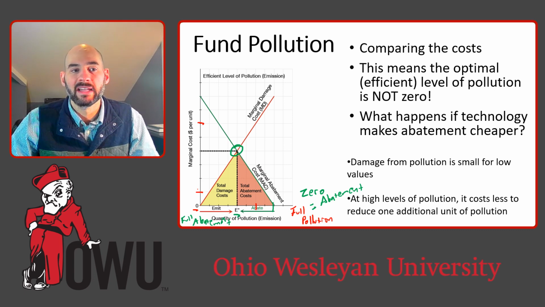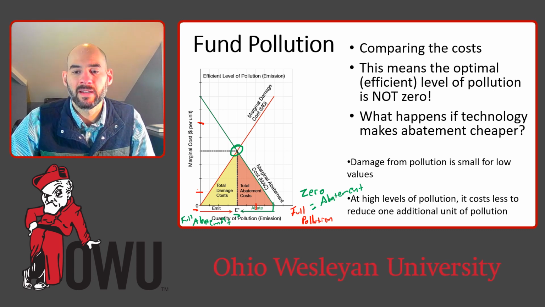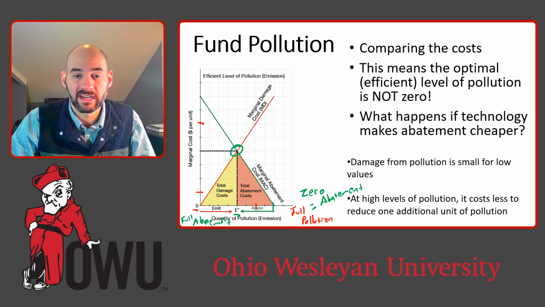And so we could also use this graph to illustrate what would happen if technology would make abatement cheaper. In other words, if it would lower the marginal abatement cost. And so once again, at zero abatement, the per unit cost of abating is going to be zero because we're not abating anything. But let's just say that it looks like this. So we'll call that MAC2.